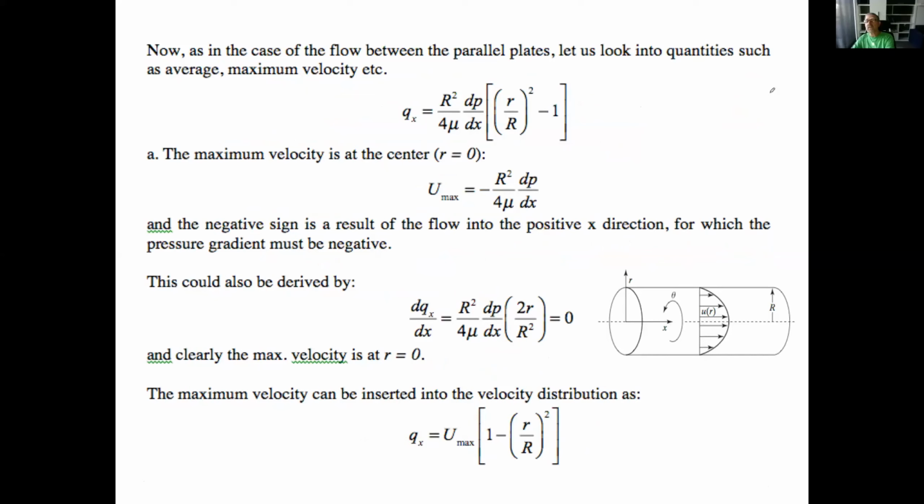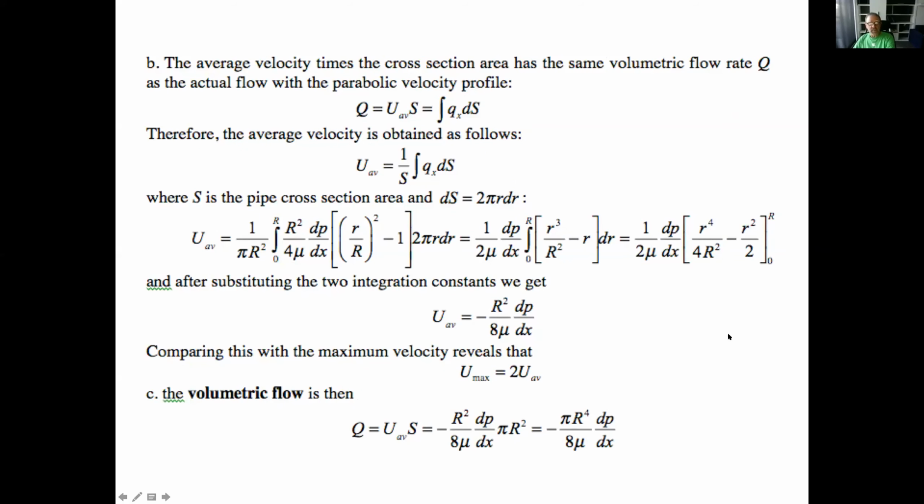So what I'm saying is the average velocity is 1/2 of the maximum velocity here. It used to be 2/3 in the case of the flow between parallel plates. Here it's actually 1/2. It's actually nicer, more elegant. All right, so we said that one.